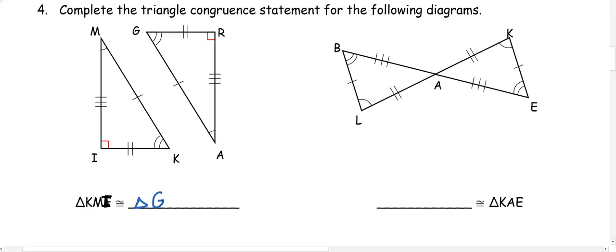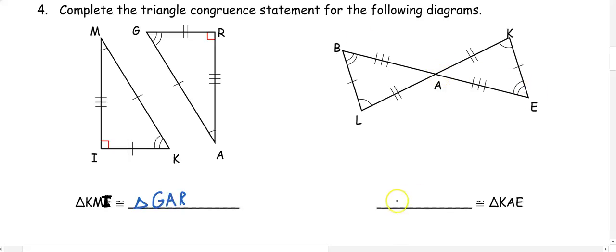The second letter is M, which has 1 marking in the angle. A has 1 marking in the other angle. And then I is a right angle and R is a right angle. So they match up together. So we would have triangle KMI is congruent to triangle GAR. In our bow tie problem, we have triangle KAE.